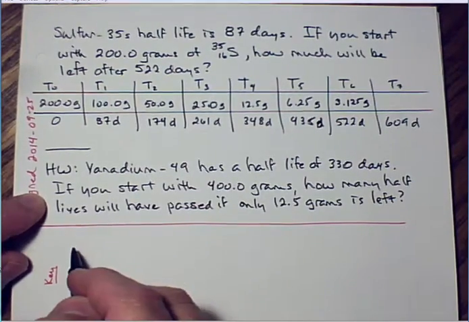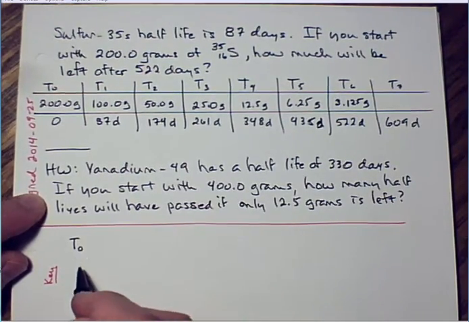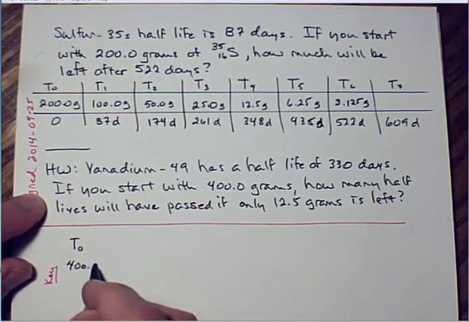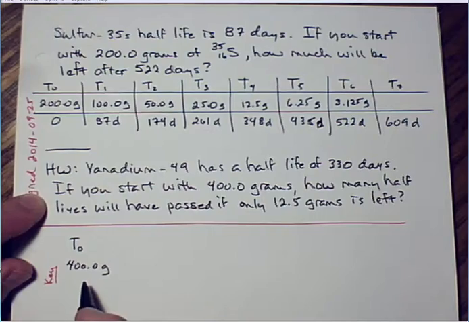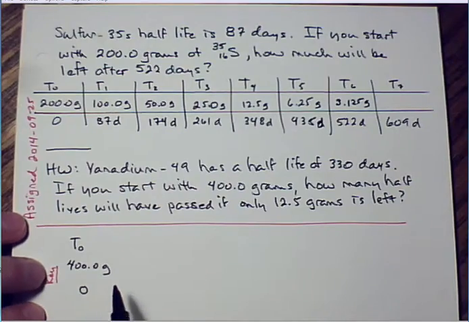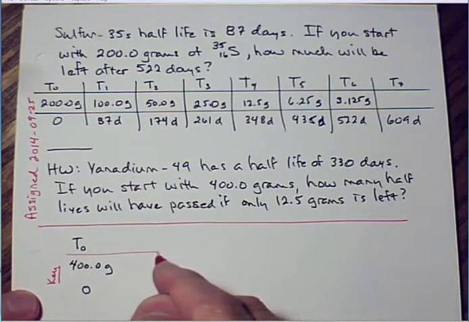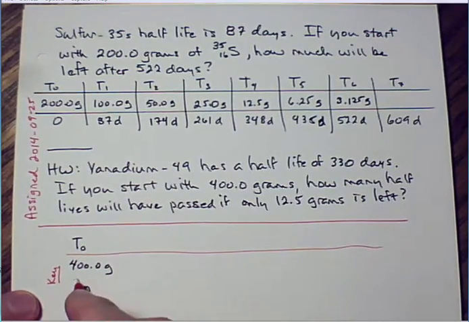Okay, so we're starting at time 0. That's what that T sub 0 means. We're starting with 400 grams. And at the beginning of our time periods, we have 0 time. That's what we call our beginning point. So we're going to create a kind of grid here to keep up with everything.